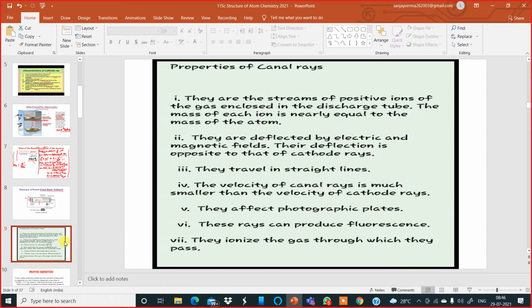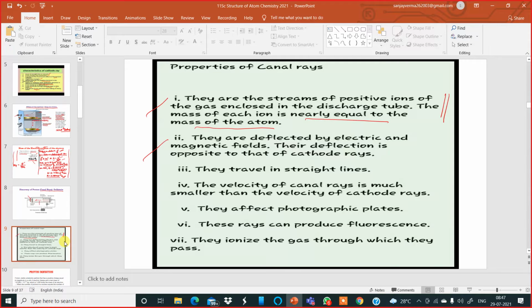Now, looking at the properties of the canal rays. Now, these canal rays are the streams of positive ions of the gas enclosed in the discharge tube. The mass of each ion is nearly equal to the mass of the atom. This is a very good point over here. The canal rays or the protons are a stream of positive ions of the gas enclosed in the discharge tube.